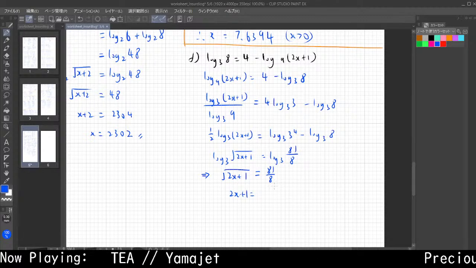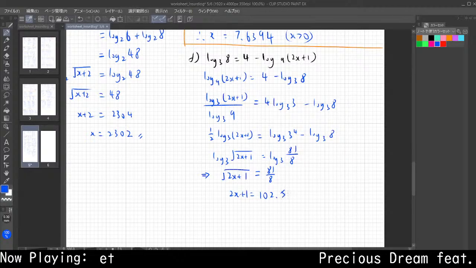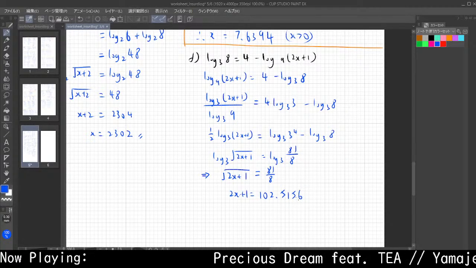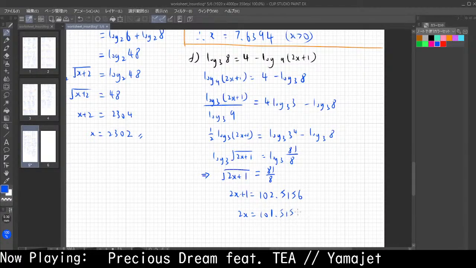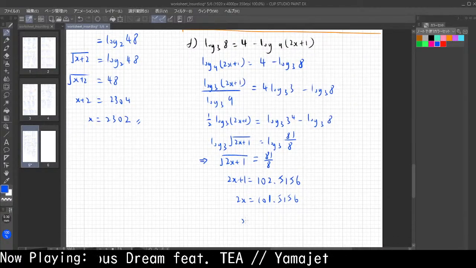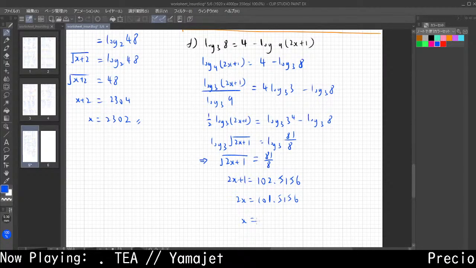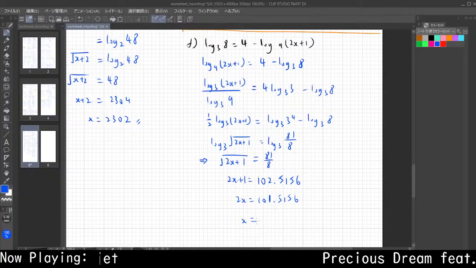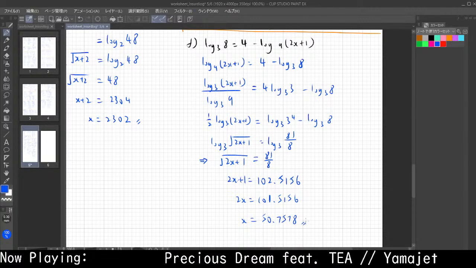At this point you can turn it into decimal points already. It is not worth writing the fractional representation anymore. So 2x equals 101.5156. X equals this thing divided by 2. So let me just minus 1, divided by 2. I get 50.7578 to 4 decimal places.